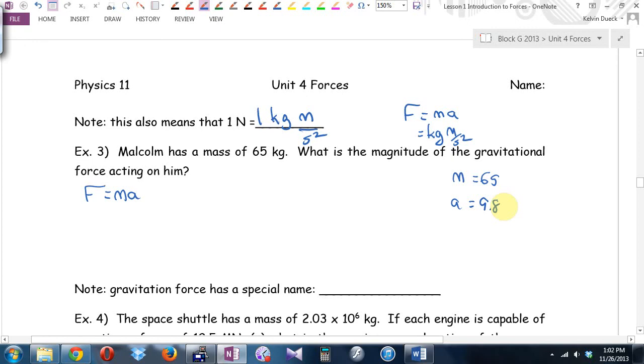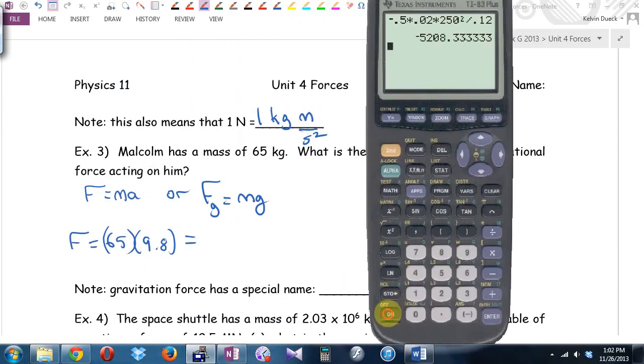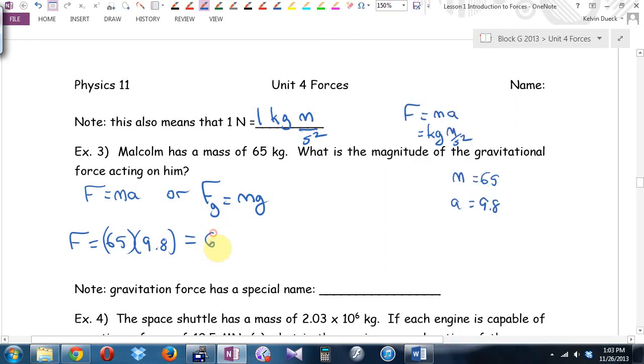Is that all right? In fact, often you'll see the force of gravity written as mg, where g is 9.8. You'll notice me doing that over the next few lessons. Anyways, what's the gravitational force? If you have a mass of 65 kilograms, your legs are experiencing a force of 637 newtons. That's the force of gravity.